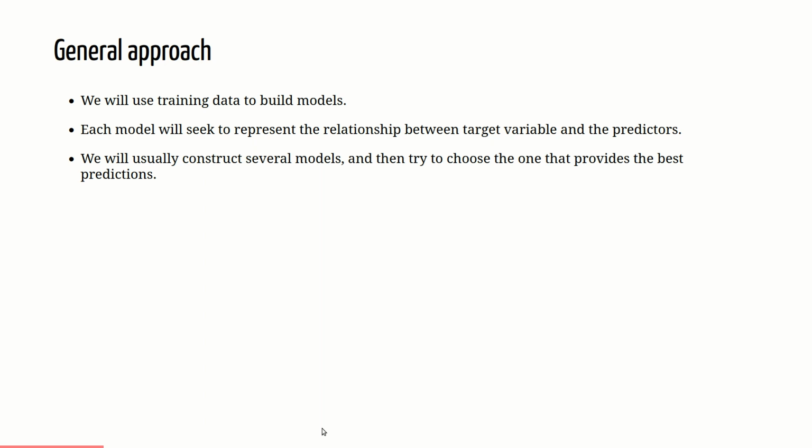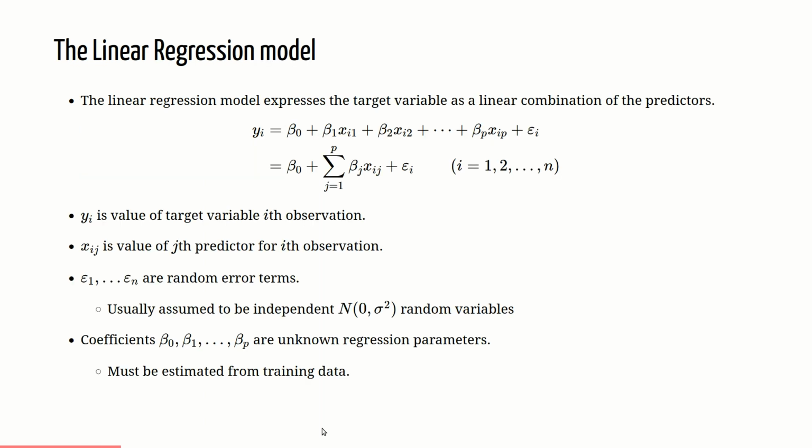And the idea is that each of those models is going to be seeking to explain how you get from the predictive variables to the target. So the relationship between those things. And the process that we'll undertake is generally we'll construct a bunch of models, perhaps different model types or the same model type but different hyperparameters and so on, to try and optimize the model fit. And then we'll try and choose the one that provides the best predictions.